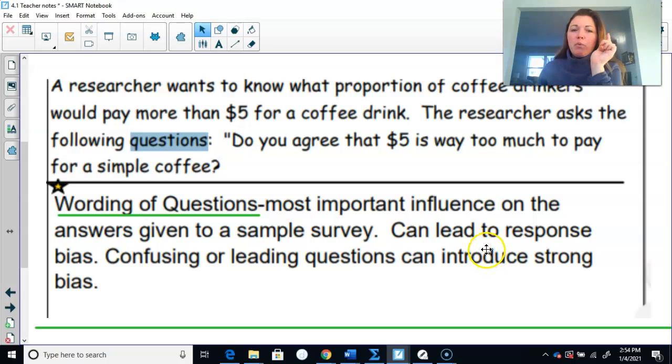Keeping in mind, guys, the wording of questions is the most important influence on answers given to a sample survey. It can lead to response bias. Confusing or leading questions can introduce strong bias.